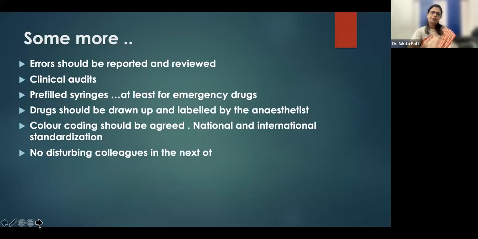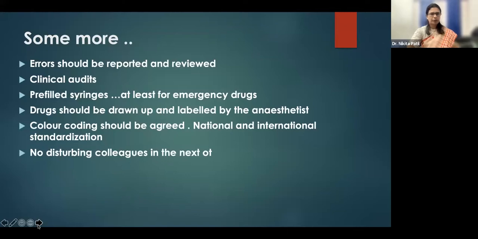Some more tips. Errors should be reported and reviewed. Clinical audits should happen in the hospital. And we should be proudly going to the audits because our inputs are very important. We are the ones who face the emergency. We are the ones who are called for emergency tackling. So clinical audits should be attended.